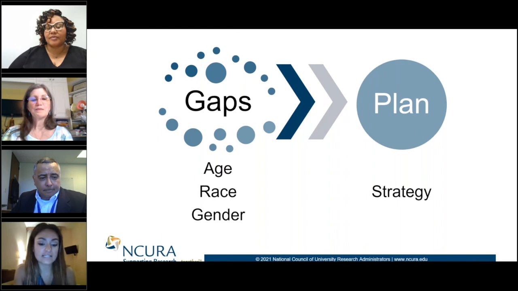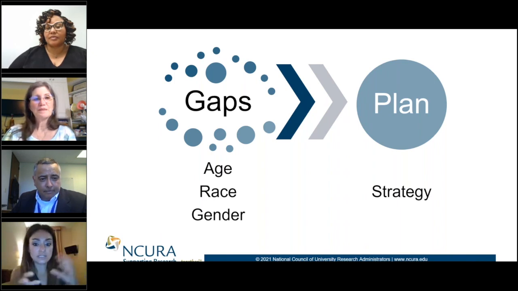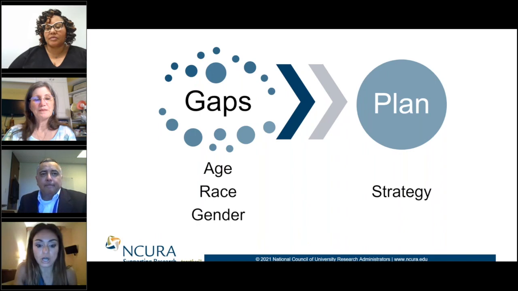Kind of the next thing, like, what does this mean for research administration? Well, we have some gaps in age, race, and gender, and we need to have a plan and a strategy. So just to be very clear, diversity doesn't work without inclusion. Numerous studies have shown that diversity does not drive inclusion. In fact, without inclusion, there is usually a diversity backlash.